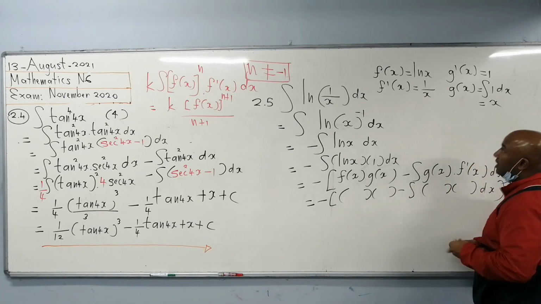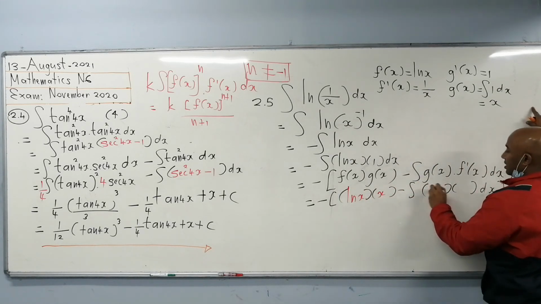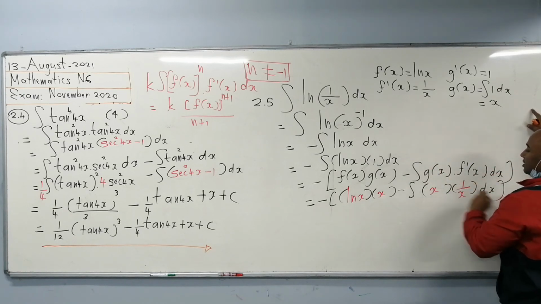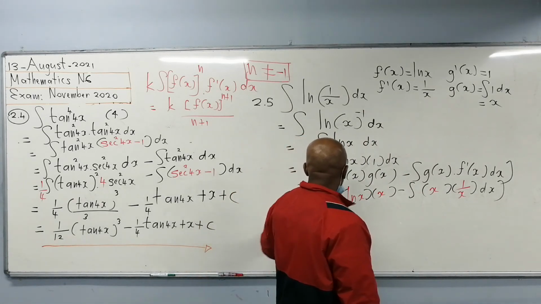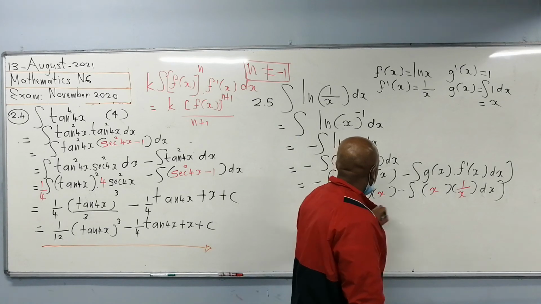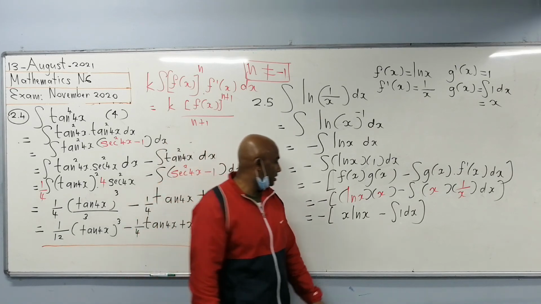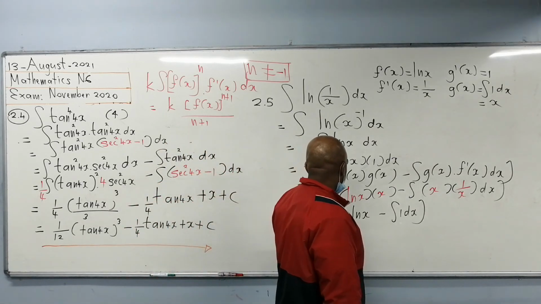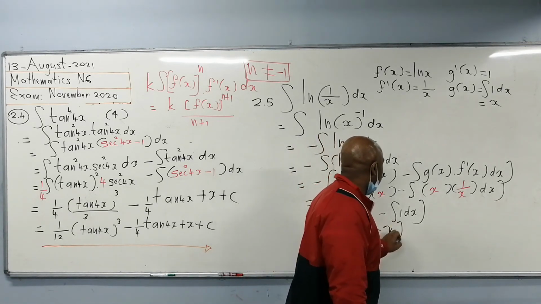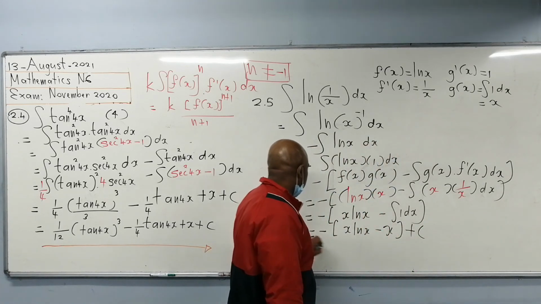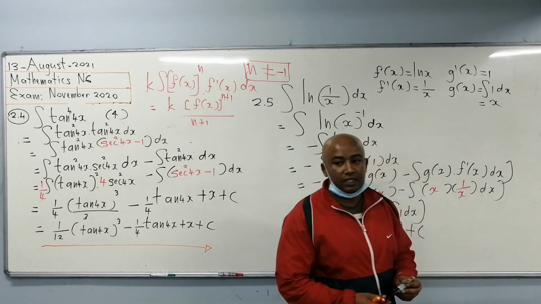What is my f of x? It is ln x, g of x is x, f prime x is 1 over x. Okay. Now, this is going to be x ln x minus, we're integrating just 1 because x and x will cancel there. So that's going to be minus x ln x minus, you integrate 1, you just get x, and you're done. Plus c. So that becomes minus x ln x plus x plus c.